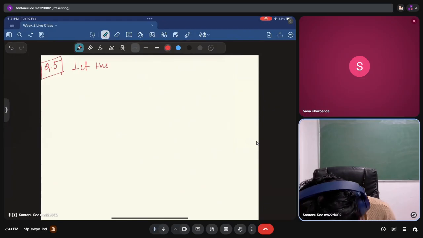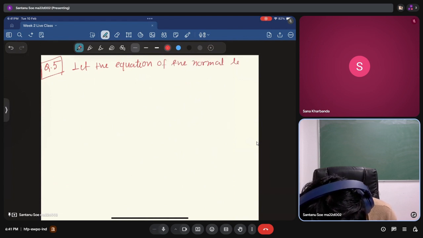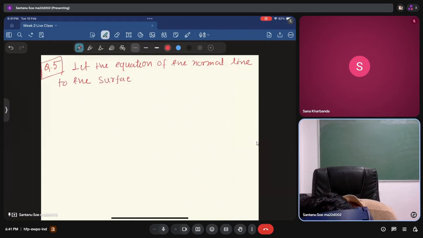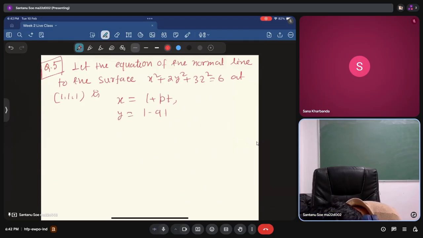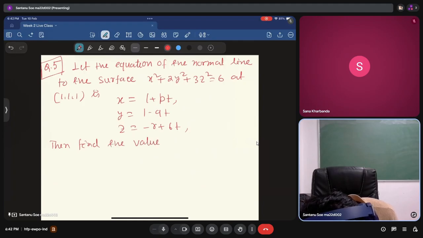Let the equation of the normal line to the surface x squared plus 2y squared plus 3z squared equals 6 at (1, 1, 1) be x = 1 + pt, y = 1 - qt, and z = -r + 6t. Then find the value of p + q - r.